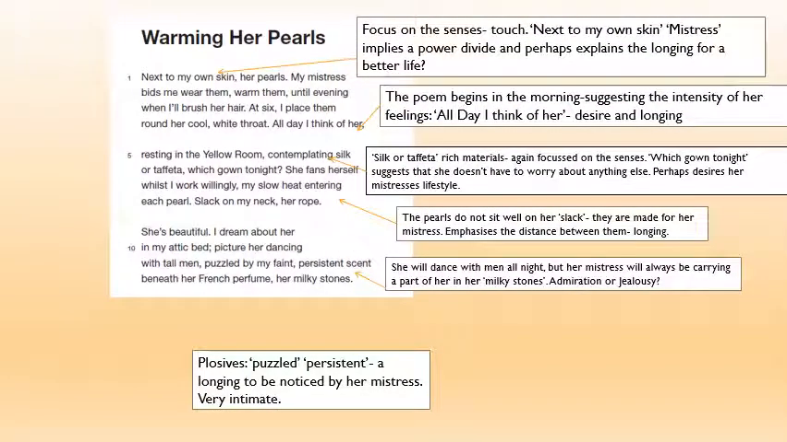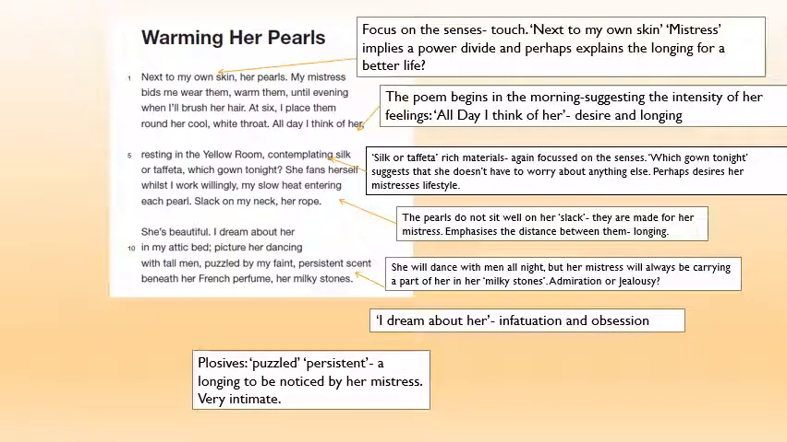Right, focus on "Warming Her Pearls." "Next to my own skin, her pearls." This focus on the senses, touch, next to my own skin. "Mistress" implies a power divide and perhaps explains the longing for a better life.